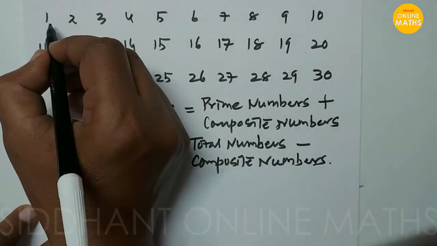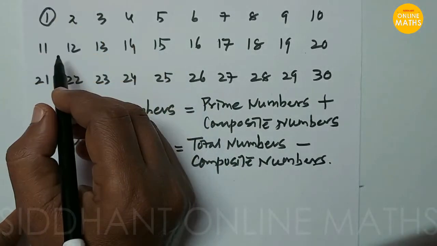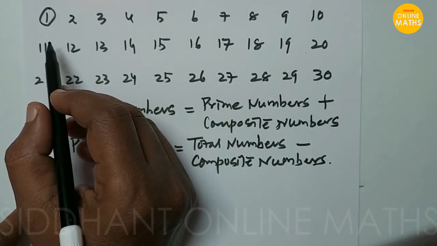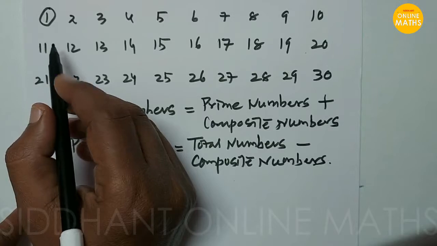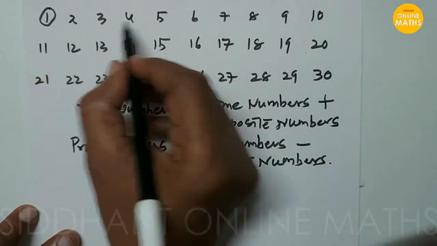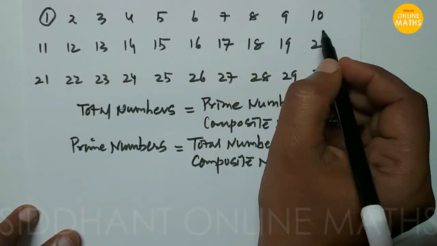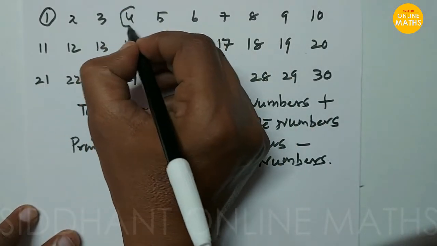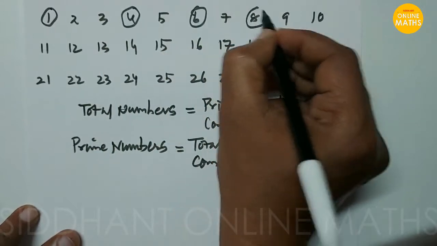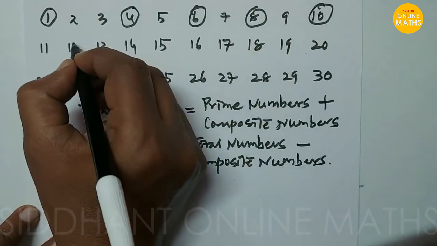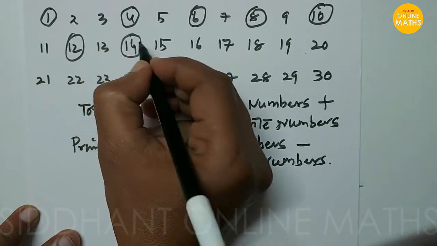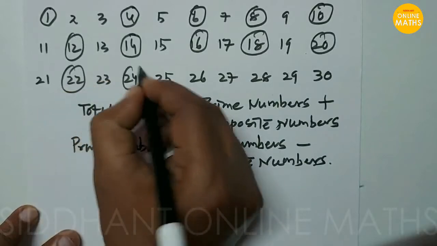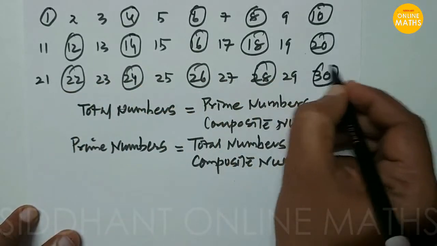So first we are going to circle 1 here. Why did we circle 1 here? As we have studied, 1 is neither a prime number nor a composite number. So next we go for 2 multiples, we circle the 2 multiples. So 2 multiples like 4 we circle here, 6, 8, 10, next 12, 14, 16, 18, 20, 22, 24, 26, 28, 30.